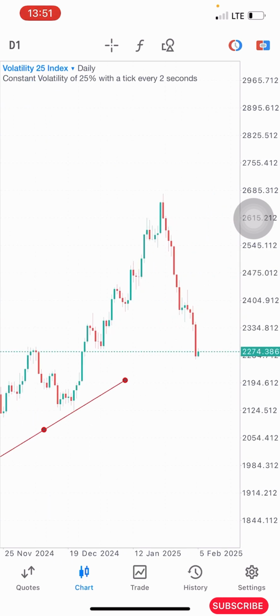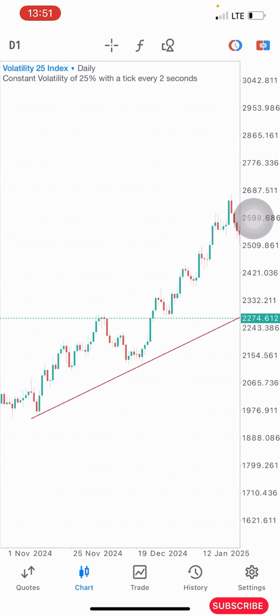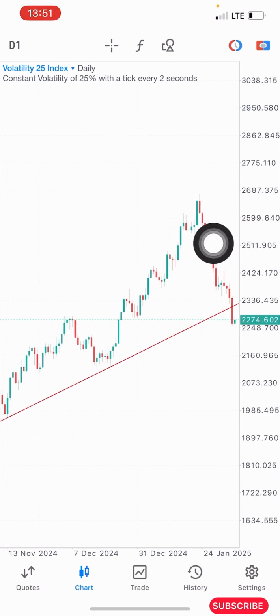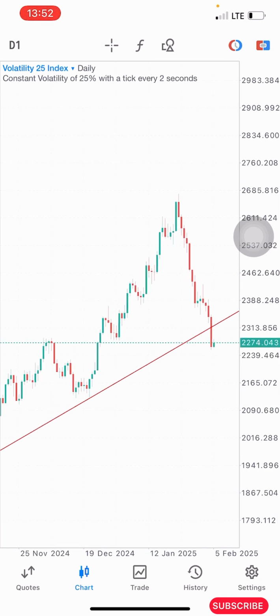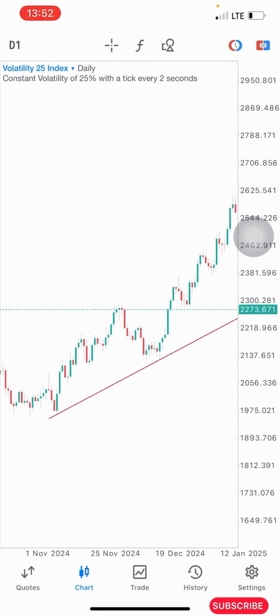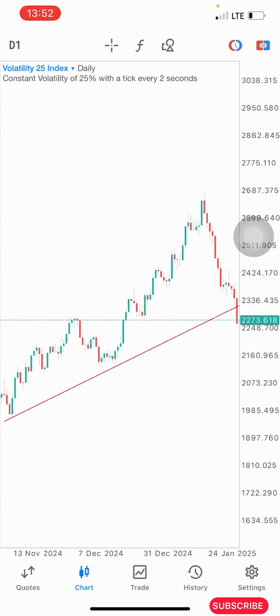All right, so now you can see this is what's happening. So this is what this is trying to explain. You can see that price has broken below our trend line, which is trying to show us that the trend is now changing from an uptrend to a downtrend. All right, so now I'll be marking out the support and resistance zone for better confirmation.